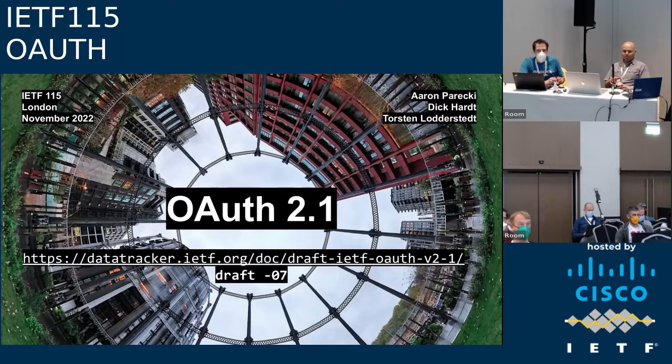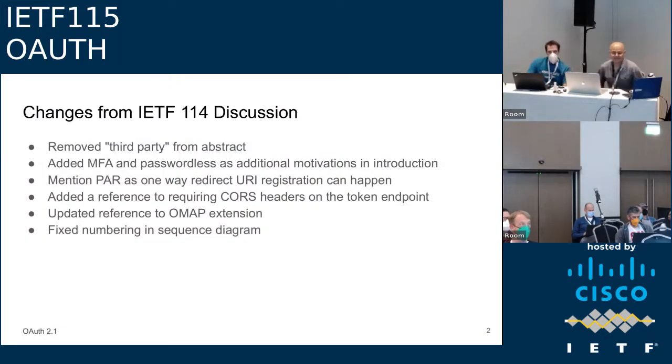So OAuth 2.1, if you're not familiar with this, is essentially an effort to consolidate the existing OAuth 2.0 drafts and best practices into a document that is easier to read and more up to date on a number of fronts. There's quite a lot of language and references that are now quite outdated in OAuth 2.0, which just celebrated its 10-year anniversary last month. So it's been a while. Since the last time we chatted, there have been a few updates to the draft.